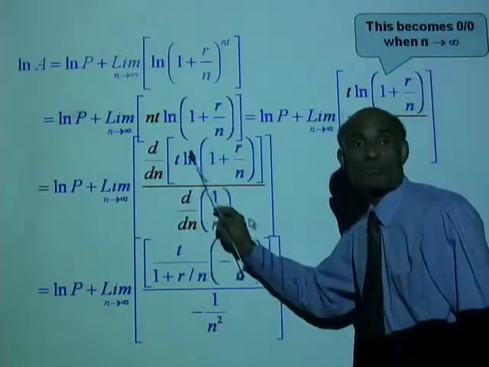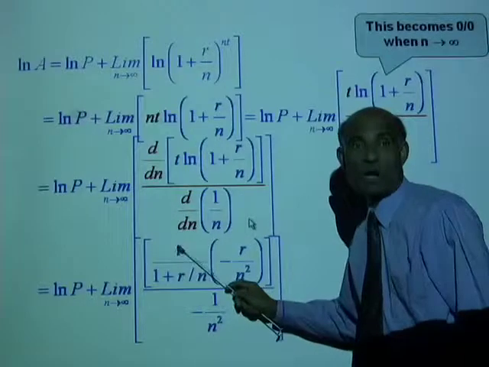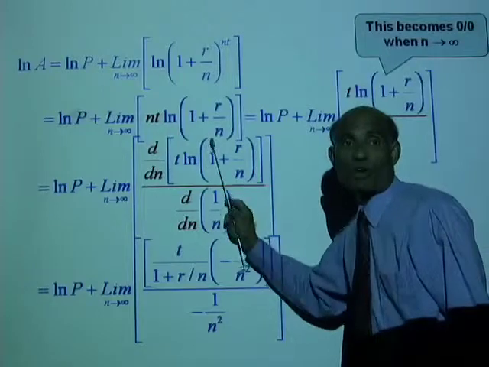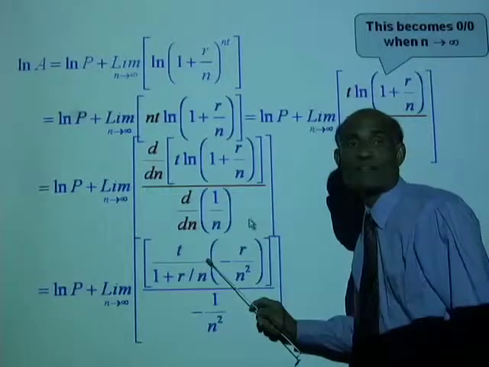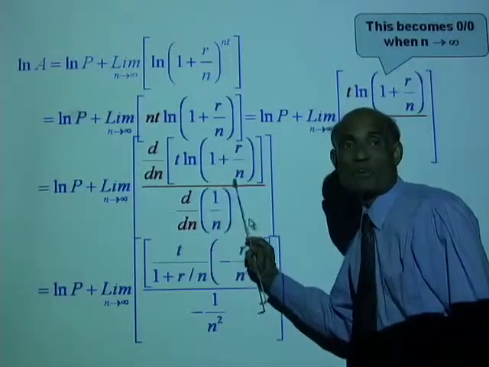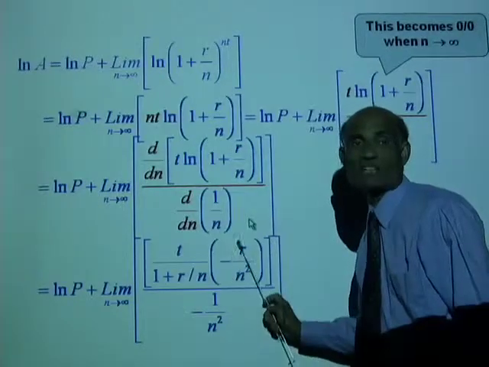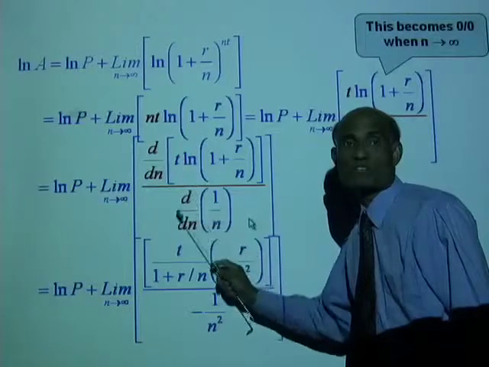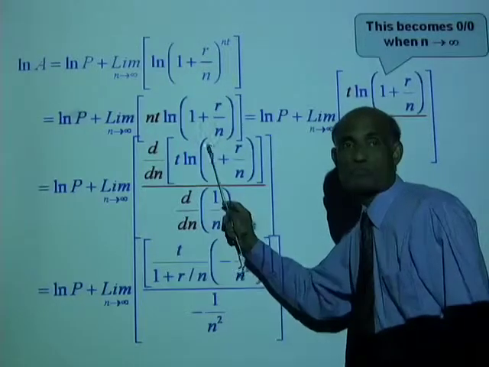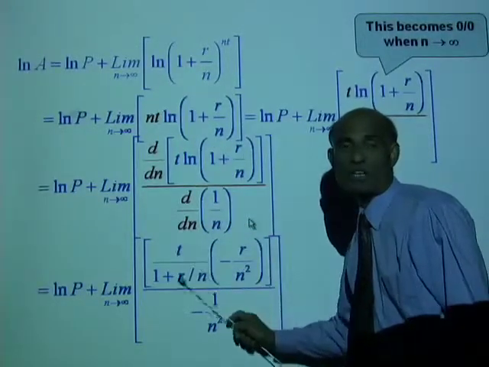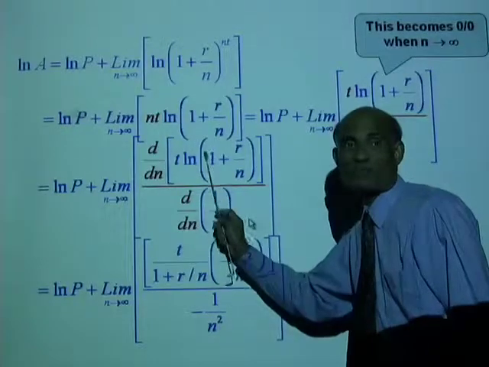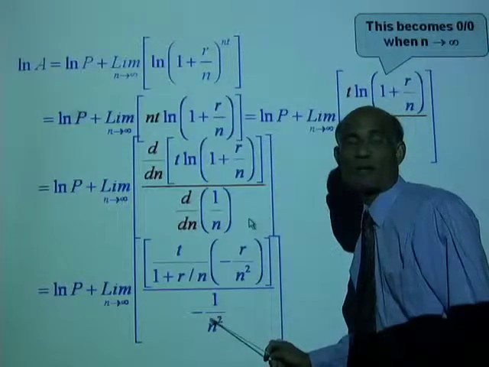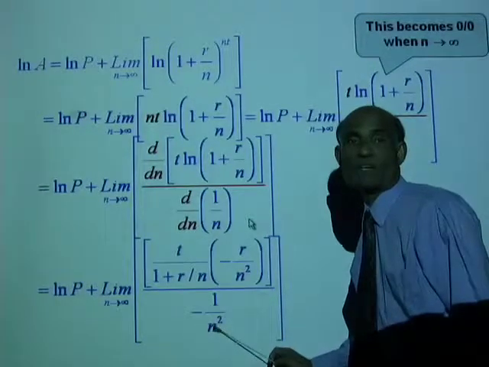The derivative of this is t times 1 over the quantity 1 plus r over n, times the derivative of 1 plus r over n, which is negative r over n squared. One more time. t is a constant, that will remain there. Times 1 over this quantity is this. Times the derivative of that quantity is this. Divided by negative 1 over n squared.